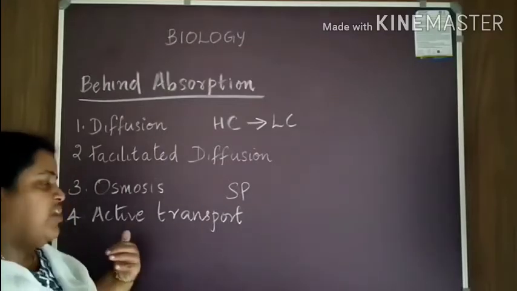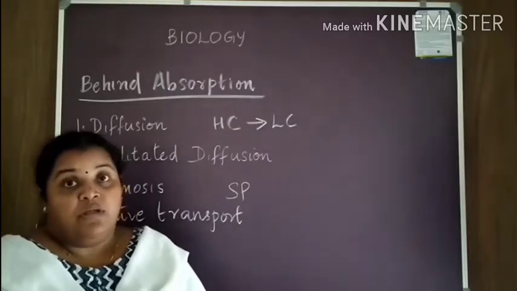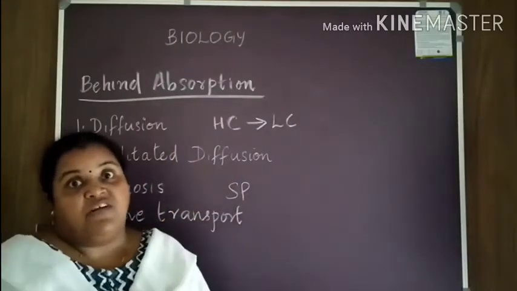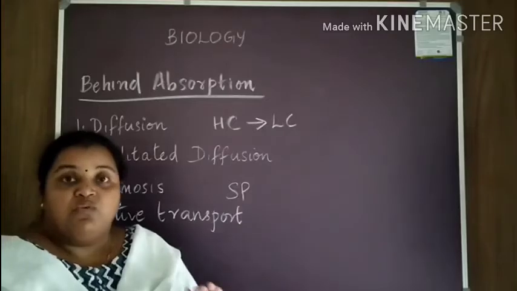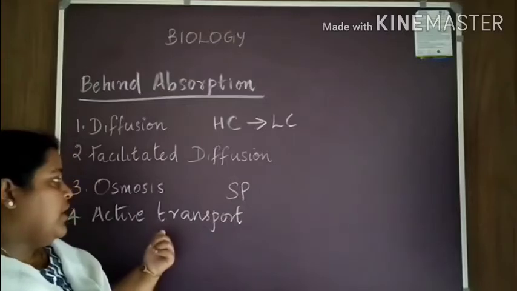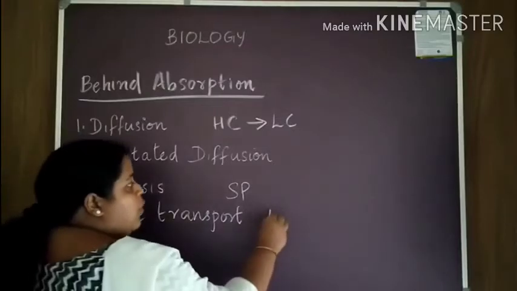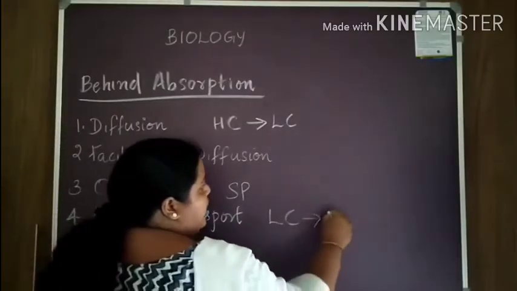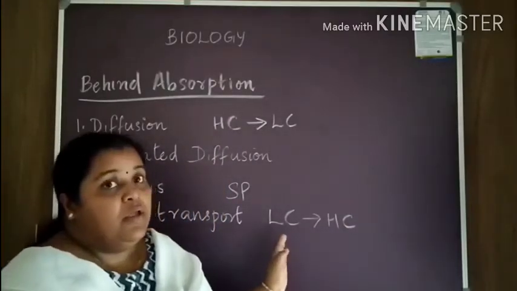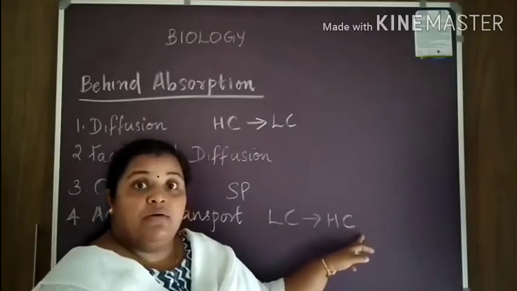And the fourth process which helps in absorption is active transport. All that we have discussed above is along the concentration gradient, moving from higher concentration to lower concentration. But in the case of active transport, it moves from lower concentration to higher concentration. So that is against the concentration gradient. Molecules move from lower concentration to higher concentration.